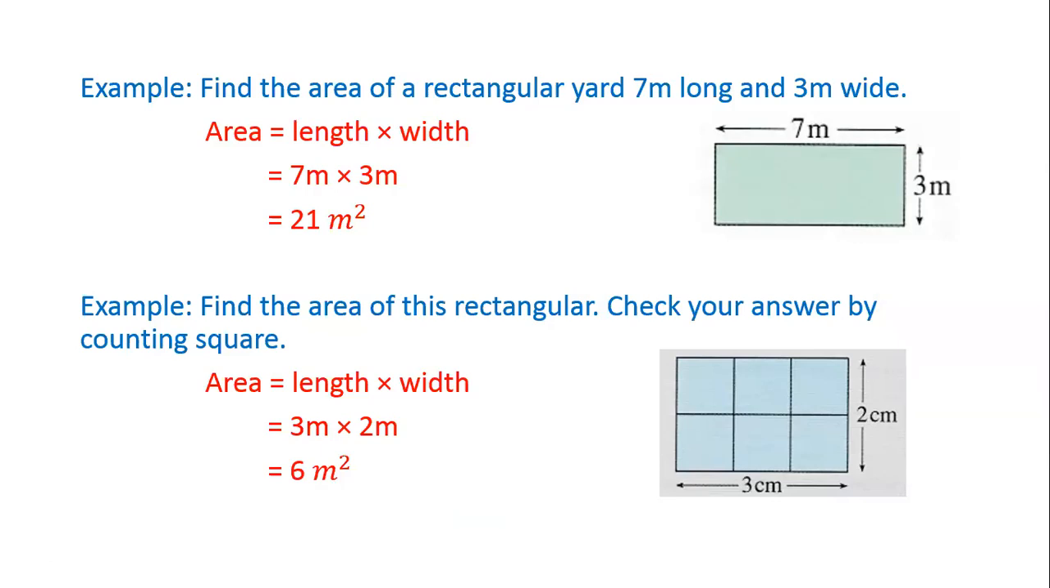I am saying this many times: if you write 21 alone without meter power 2, you will lose a mark, because sometimes 0.5 mark is for the measuring unit of area or of volume. Once we are talking about volume, it will be meter cubed, in power 3. But once we are talking about area, it will be meter power 2.